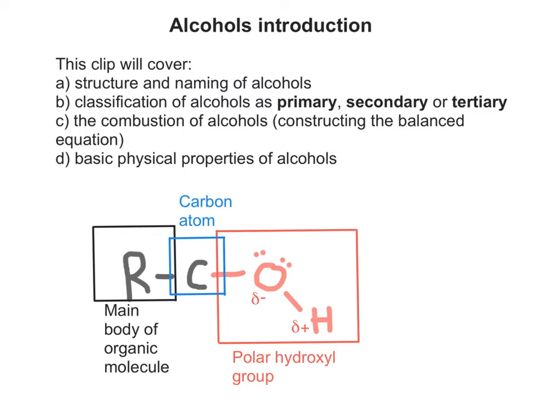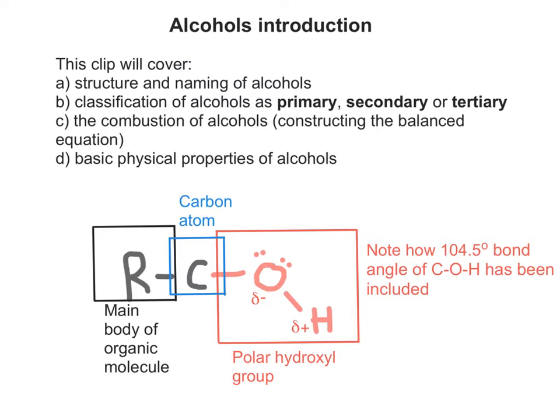So the hydroxyl group is OH. You can see the oxygen has two lone pairs on it. There's a delta negative oxygen and a delta positive hydrogen. So it's interesting to note how the carbon-oxygen-hydrogen bond angle has been included, of 104.5 degrees. So that slight bend in the molecule reflects that.